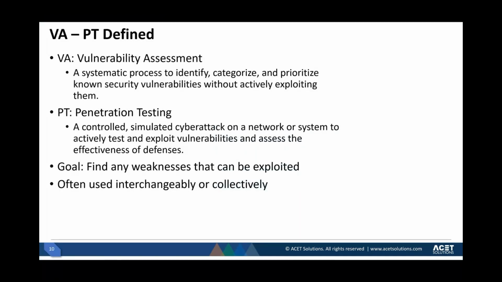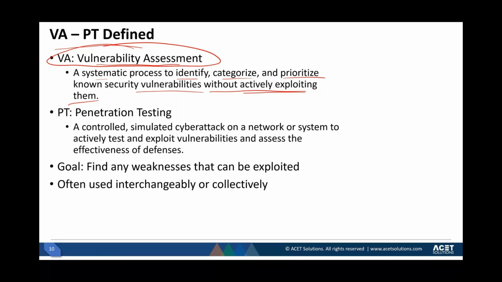We'll quickly try to define the terms VA and PT. VA, as we all know, is vulnerability assessment. And the way I see it is basically a systematic process to identify, categorize, and prioritize known security vulnerabilities without actively exploiting them. In my definition, this is what vulnerability assessment is. And the keyword over here is without actively exploiting them. There are different methodologies and approaches on how to do VA. We'll talk a little bit about it moving forward.